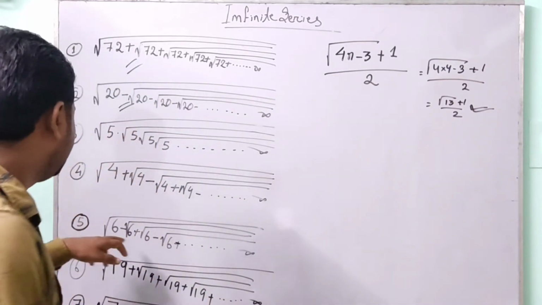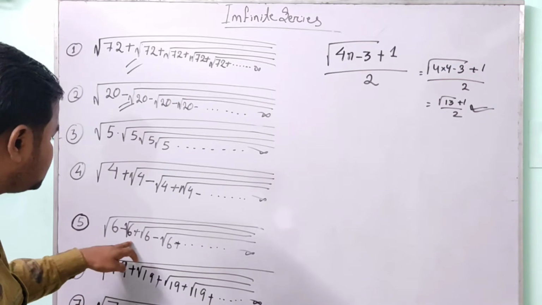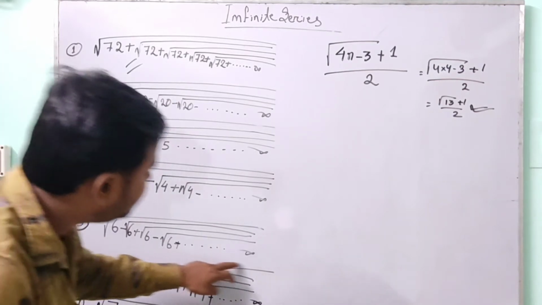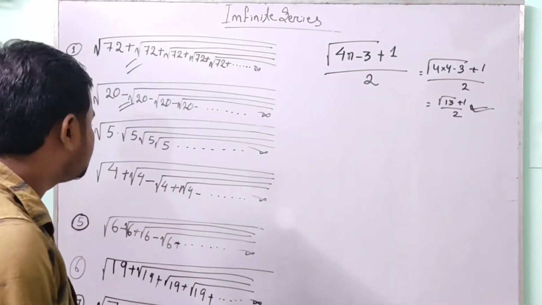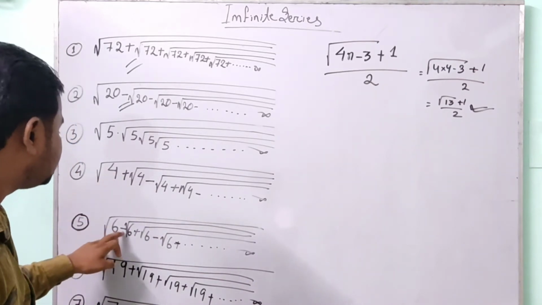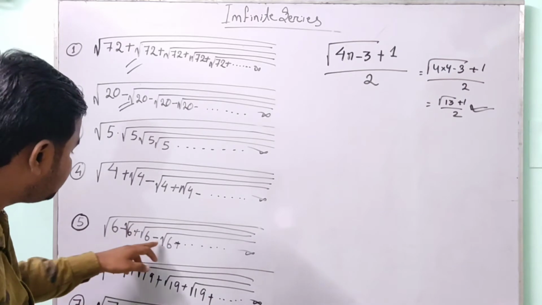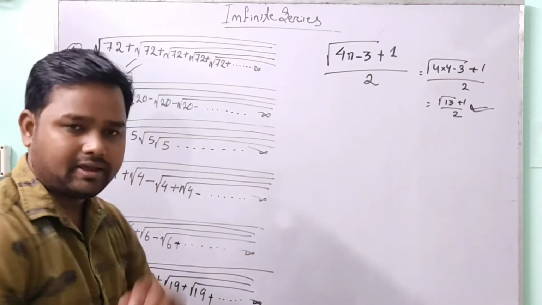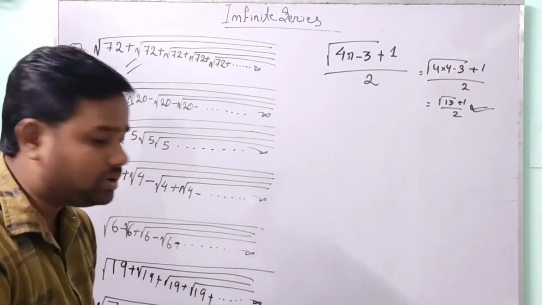In the question it is given root over 6 minus root 6 plus root 6 minus root 6, till infinity. In the previous question there was a plus sign after 4, and here after 6 there is a minus sign, and the minus and plus are continuous till infinity. Then what will be the answer?